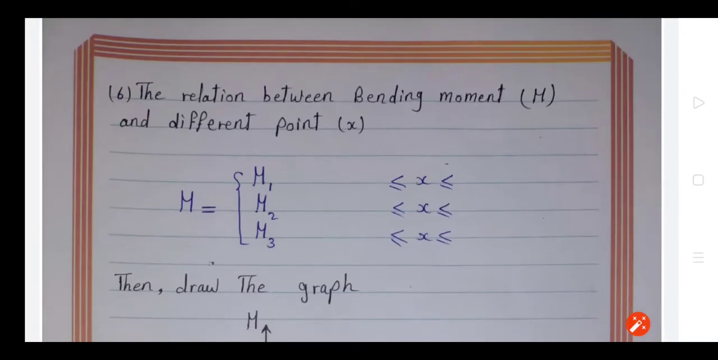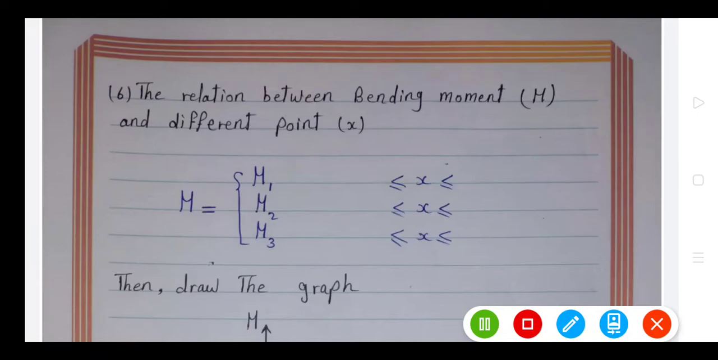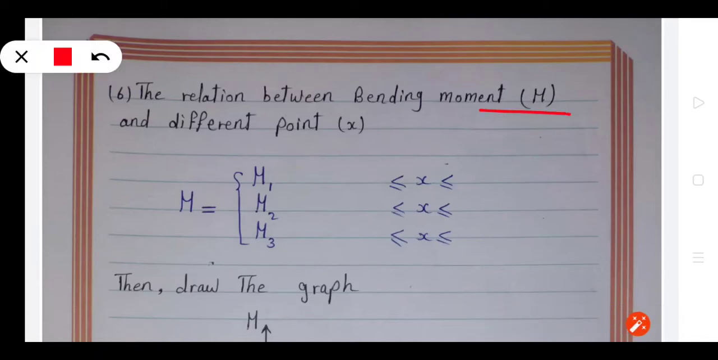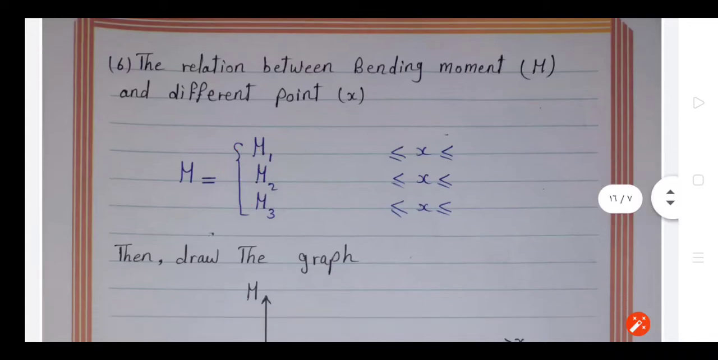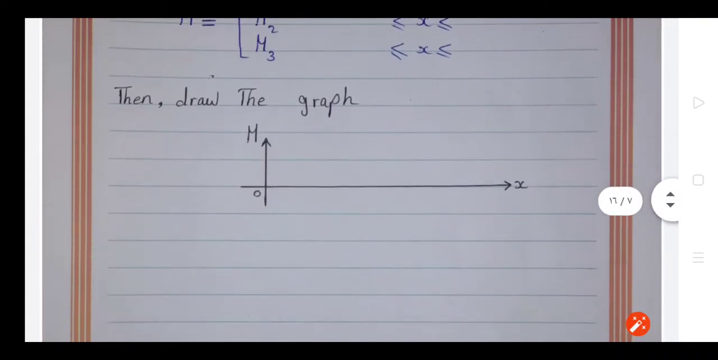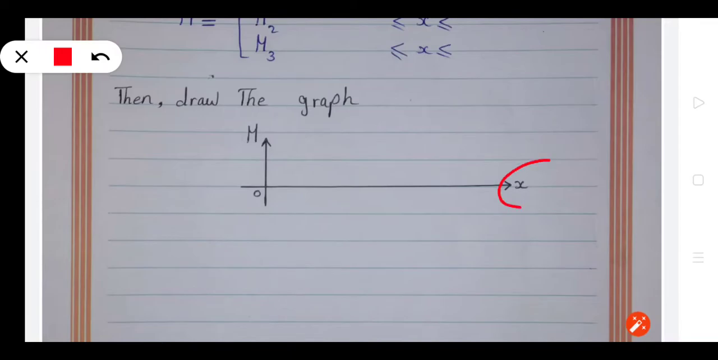Step 6, the relation between bending moment M and different points X. We also have M1, M2 and M3. We write M1, M2 and M3 that we have before, and draw the graph of the relation between X, different points on the beam, and bending moment.